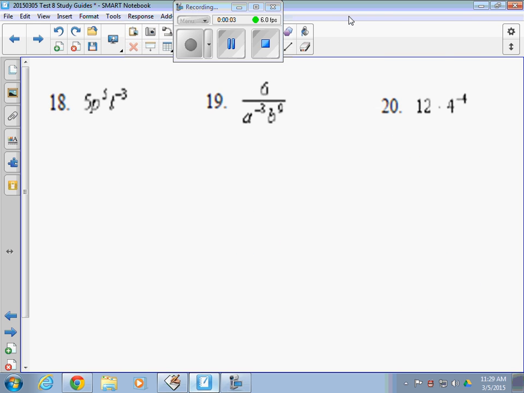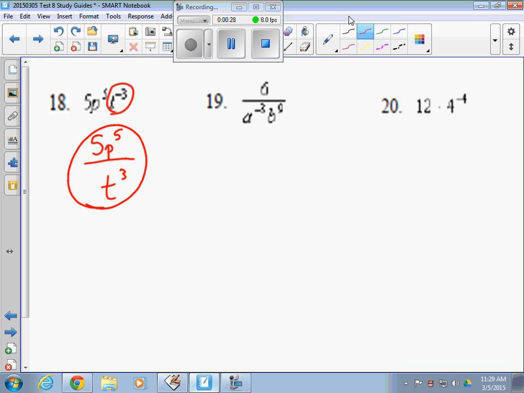This is Algebra 1, Spring Test number 8 study guide. This is part 2, picking up on number 18. We have an expression that says 5p to the 5th t to the negative 3rd. The only thing that is being raised to a negative exponent is t. So 5 and p to the 5th are going to stay at the top. T to the negative 3rd is going to go down and become t to the positive 3rd.